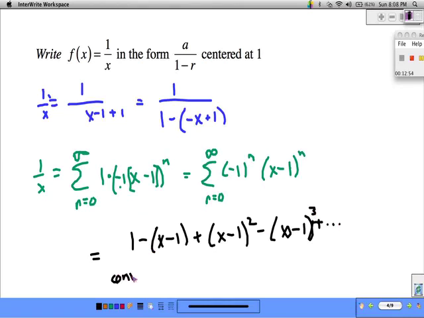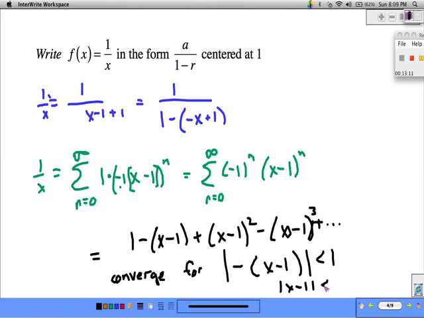It will give us 1 over x for the absolute value of negative x minus 1 being less than 1. In other words, just the absolute value of x minus 1 is less than 1. So you can see that this is centered at 1, and it has a radius of convergence of 1. So our interval of convergence will be 0 to 2.